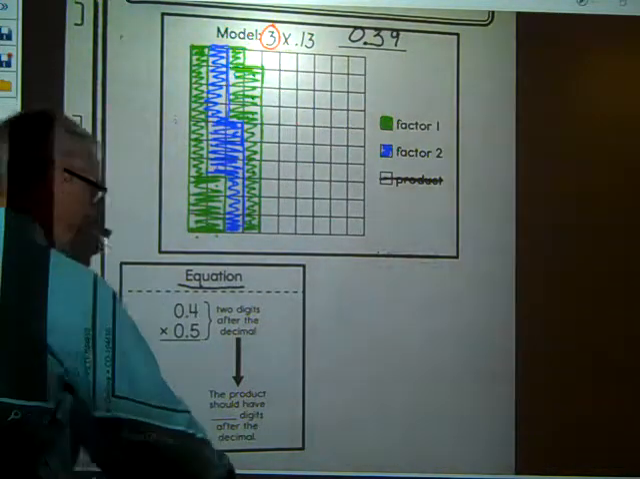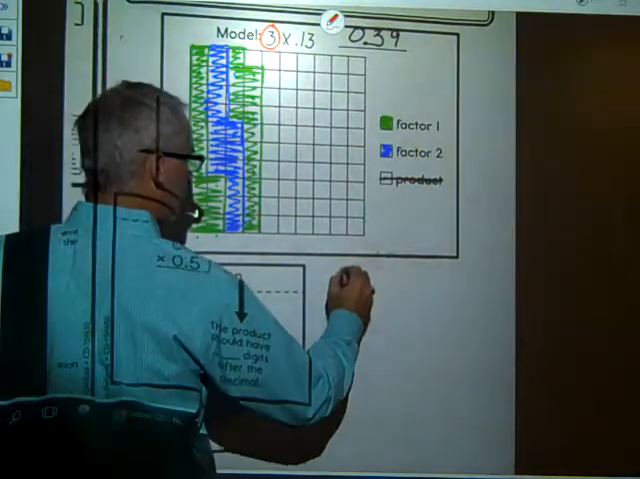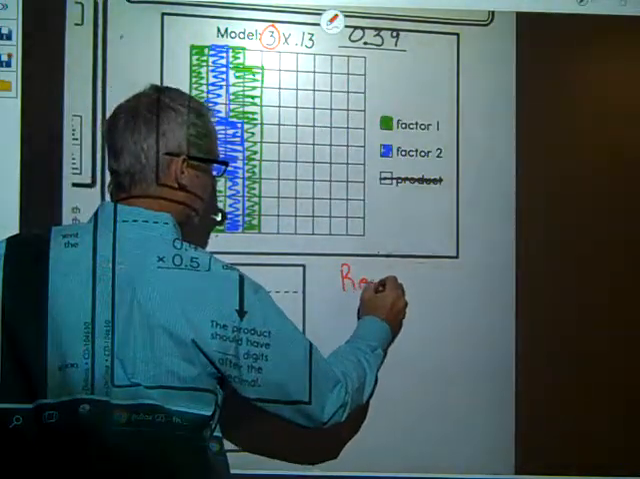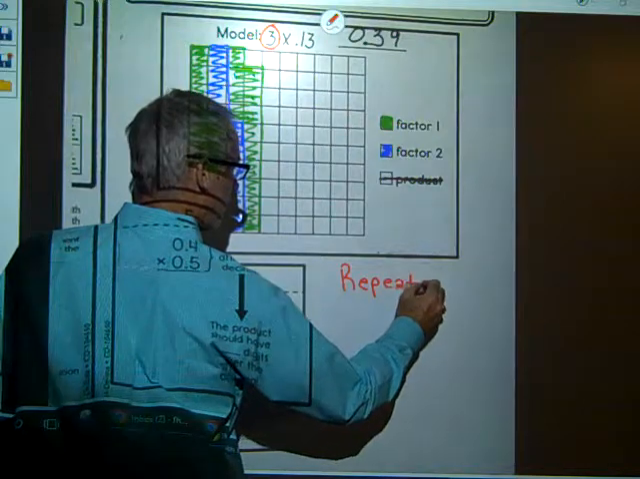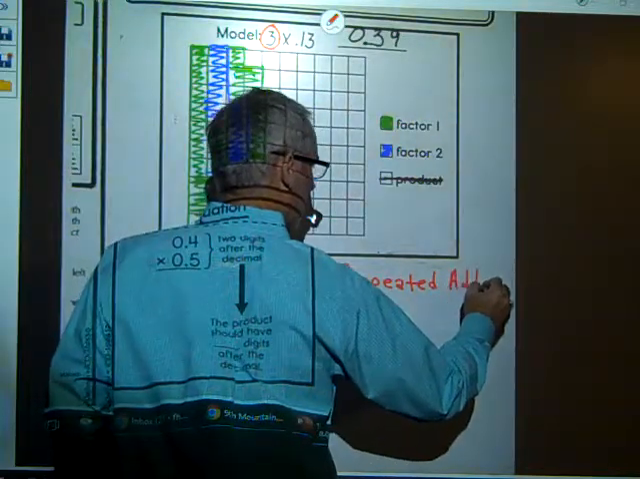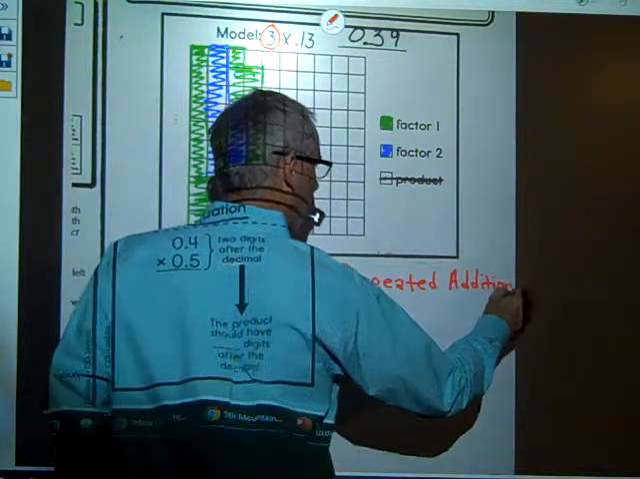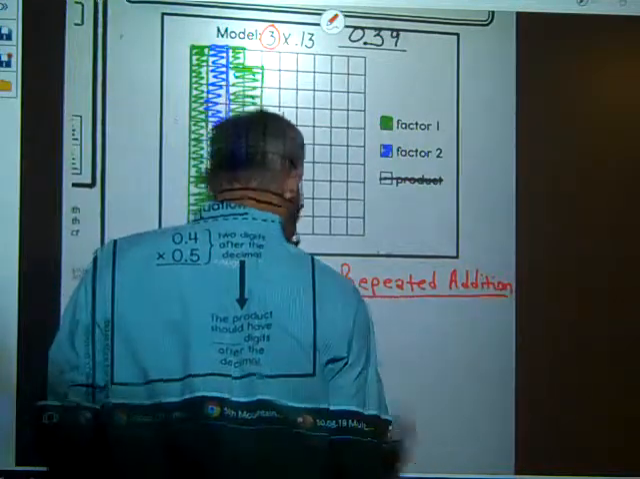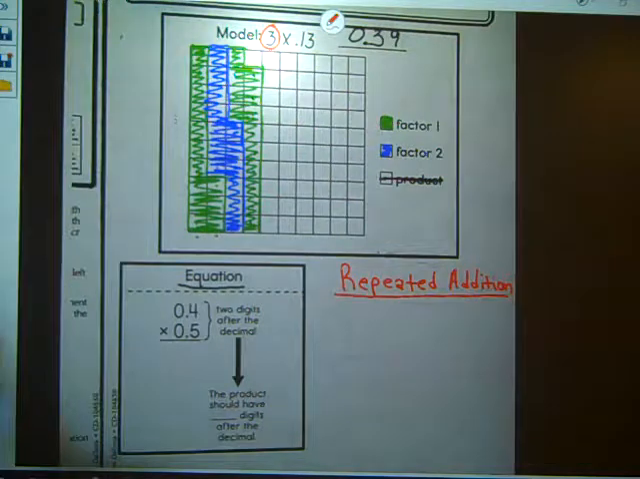Over here next to the side of that paper, I want you to write these 2 words. Repeated addition. Right next to where you glued it in, write repeated addition, because multiplication is repeated addition, right? So write that repeated addition for me. Let's do repeated addition first. So 3 times 13 hundredths.